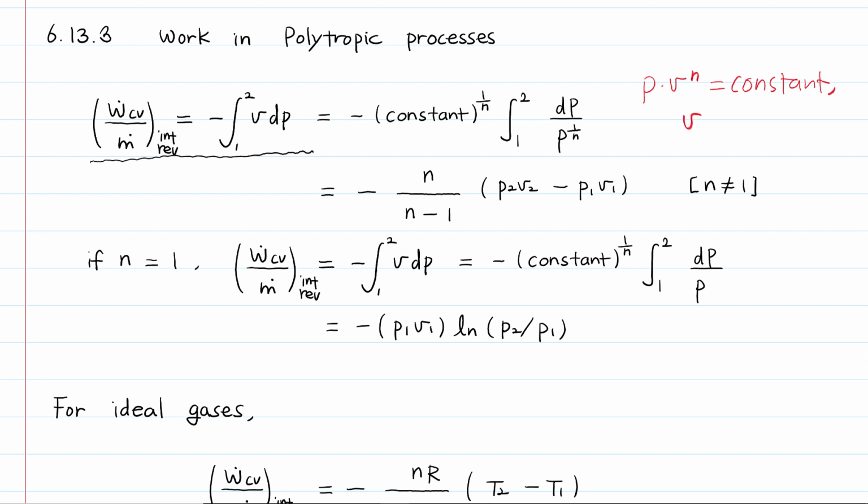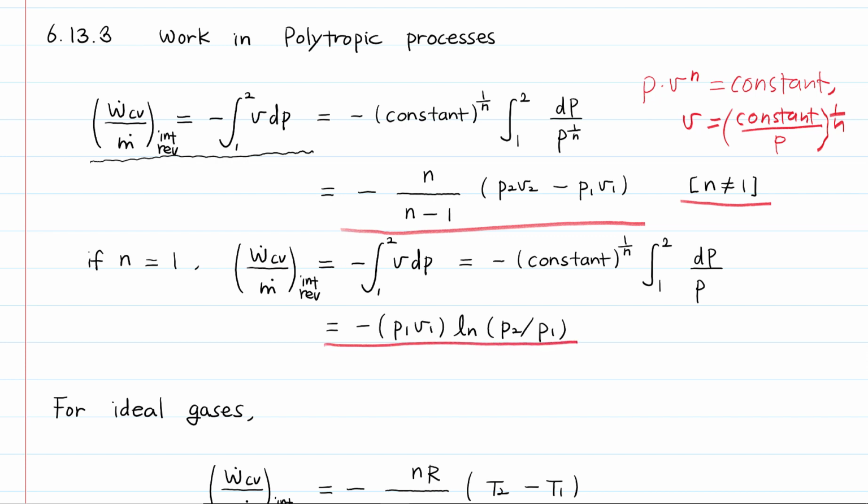So we can write V equals some constant divided by pressure, raised to the power of 1 divided by n. So plug V into the equations. So the work during the polytropic process can be expressed as this. And this is when n is not equal to 1. And if n is equal to 1, the work expression can be expressed as this.